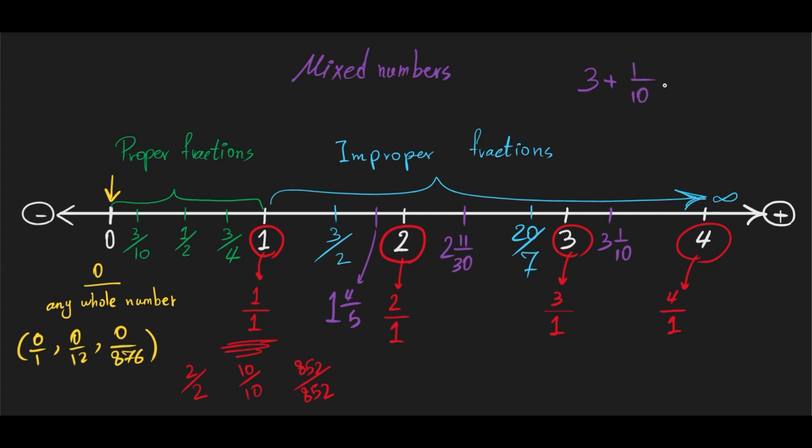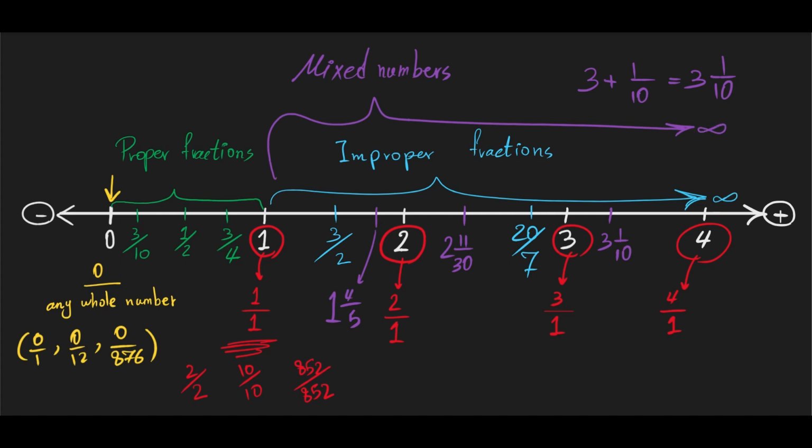But even though we are adding those two things together, we don't write a plus sign in between them. But you can assume that there is an invisible plus sign in between your whole number and your proper fraction. And mixed numbers are just like improper fractions. They are greater than 1 and go all the way into infinity.